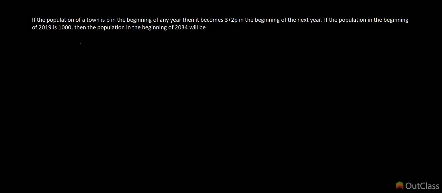So in this question, if you have a population P in a year, the next year it will be 2P plus 3, which means that if you start with 1000, next year it will be 2003. Next year it will be double it and add 3, 4006 plus 3, 4009. Double it and add 3, 8018 plus 3, 8021.